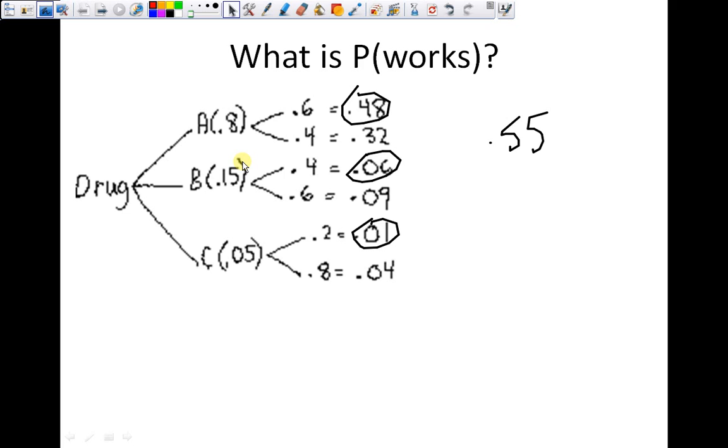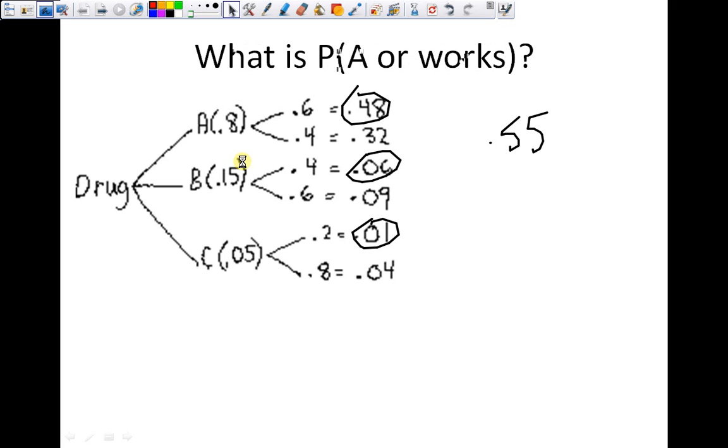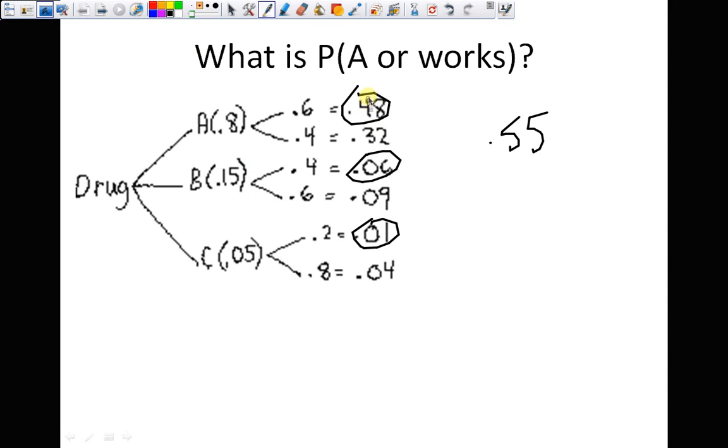Or that a drug works. Okay? Now this says, what is the probability that it's A or works? Okay, so we already have, so let's just go through each one of these individually. If it's either A, using drug A, or it works, it's going to satisfy this condition.